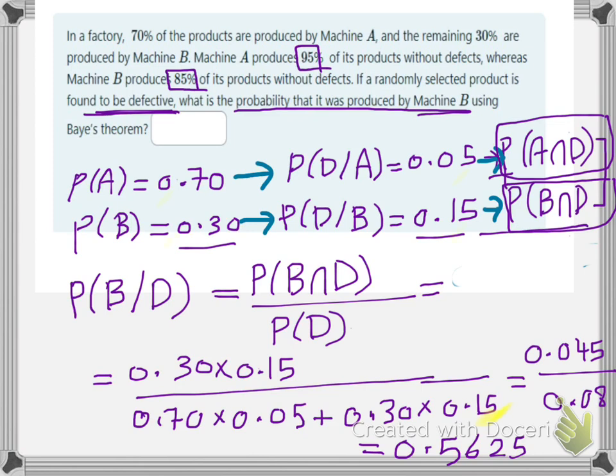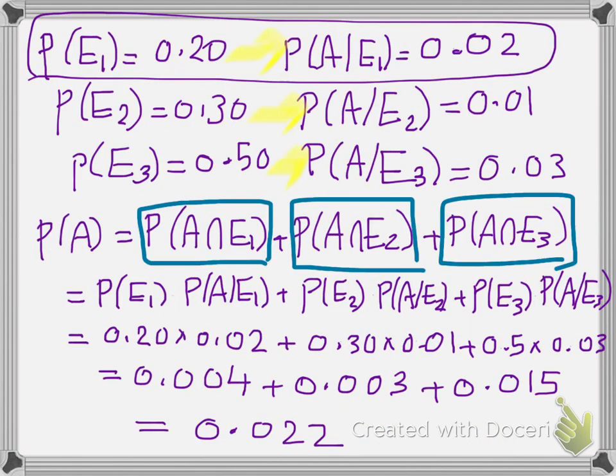If we have 3 machines, we will repeat it for the third machine also, like we did in the previous example. We multiply E1 with its conditional probability, and E2 with its conditional probability, and then E3 with the conditional probability of E3.